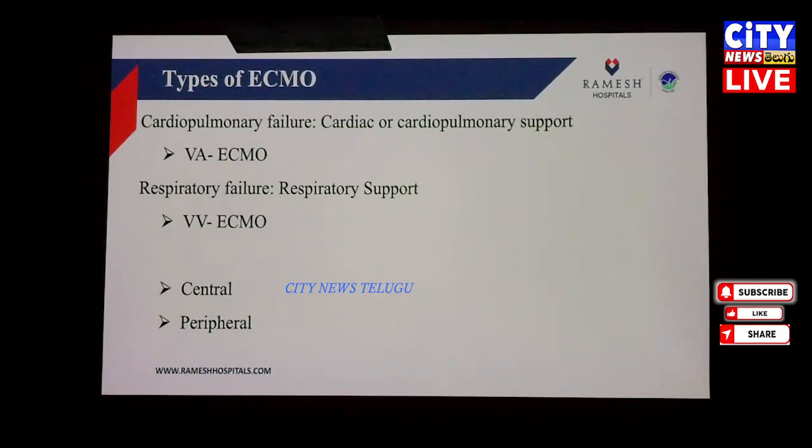Then based on the route that you use, you can use either a peripheral insertion, through a femoral route, jugular route, or an axillary route, either surgically or percutaneously. That would be called peripheral ECMO. Central ECMO is done using sternotomy. So you do a sternotomy, you cannulate the right atrium and the aorta and initiate ECMO through that.